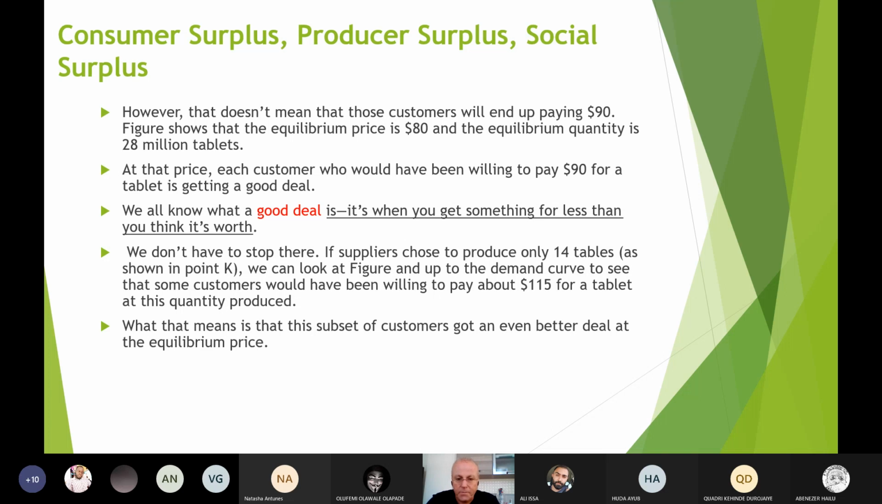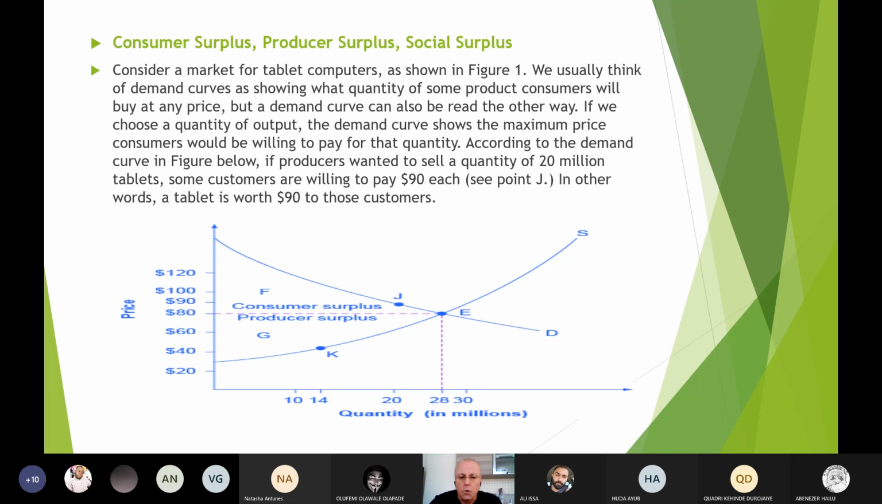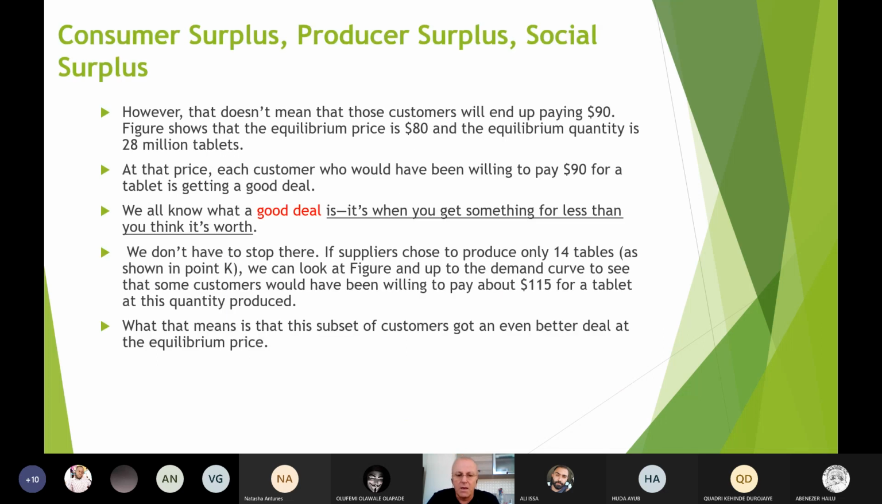From the demand curve we see that some customers would have been willing to pay about $115 for each tablet at the quantity produced, which is not affordable. At 14 units produced, the supply side price is $40, but the demand is very high, so the price is expected to shift to $115, as you see if you draw a vertical line from 14 at K up to the demand curve. It is not acceptable for the economy because you have limited production, and high demand is increasing the price above the equilibrium level. This is not an acceptable economic model.